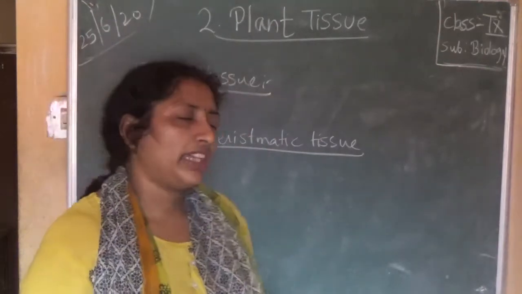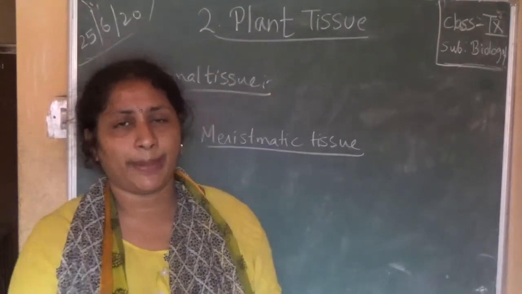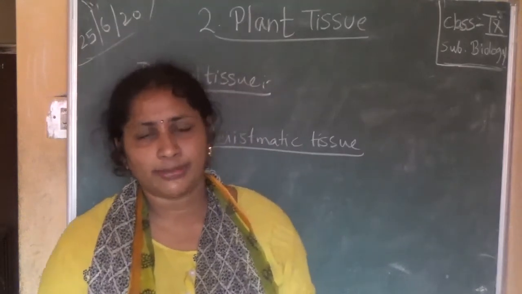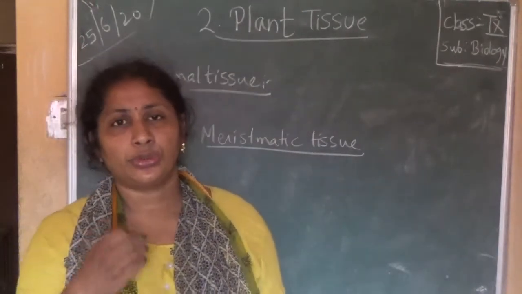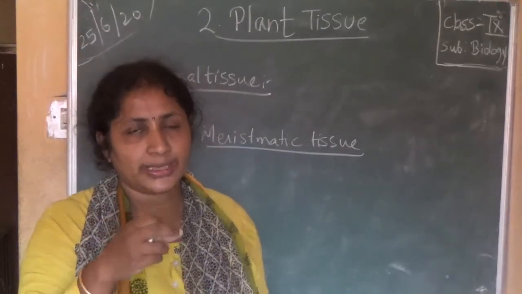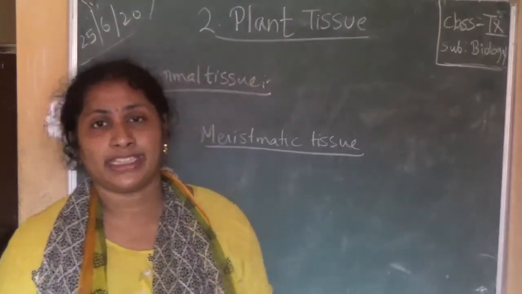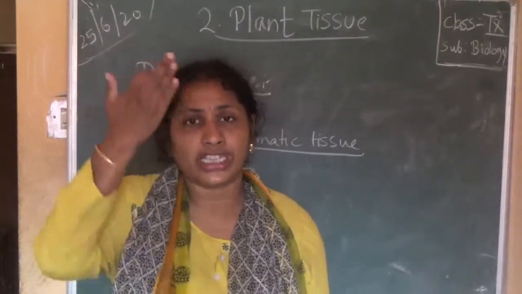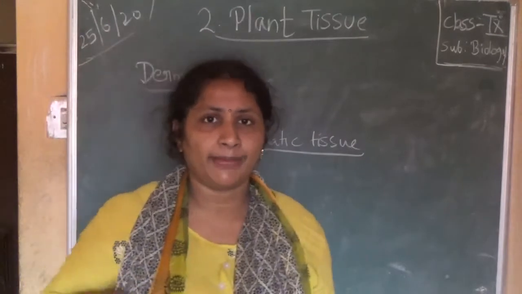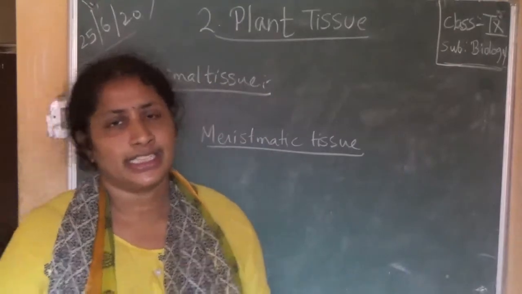Now in the meristematic tissue we have seen three different types: apical meristematic tissue, lateral meristematic tissue, and intercalary meristematic tissue. Apical meristematic tissue is present at the shoot tip and at the root tip. The shoot apical meristematic tissue helps the plant to grow in the upward direction, and the root apical meristematic tissue helps the root grow deep inside the soil.